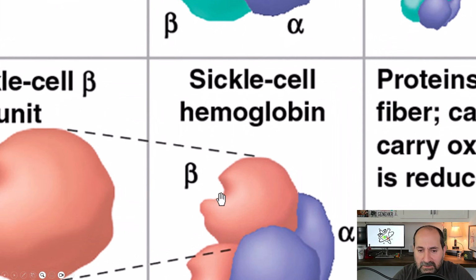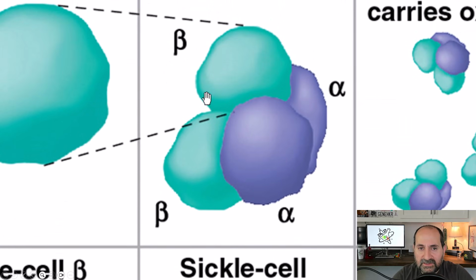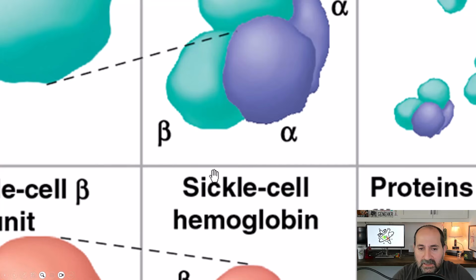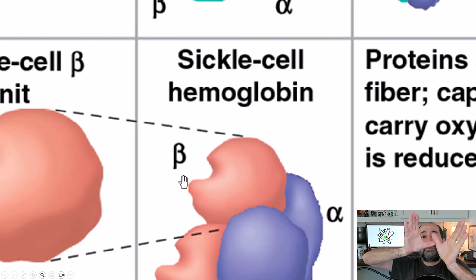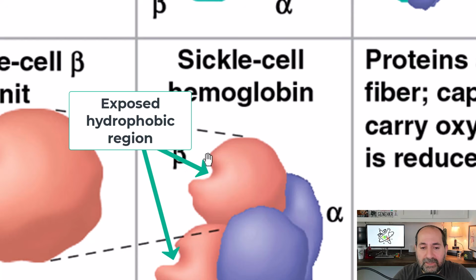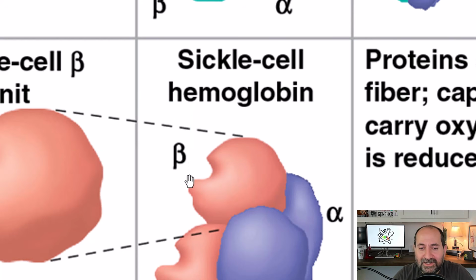You see this little opening here? You see this little groove right here? That shouldn't exist. You see there's no groove here. You see this little groove? Well, that's an exposed region, right? That's an exposed area that's hydrophobic, right? Hydrophobic. That means this part of the protein does not like water, okay? Do you see a problem with that?